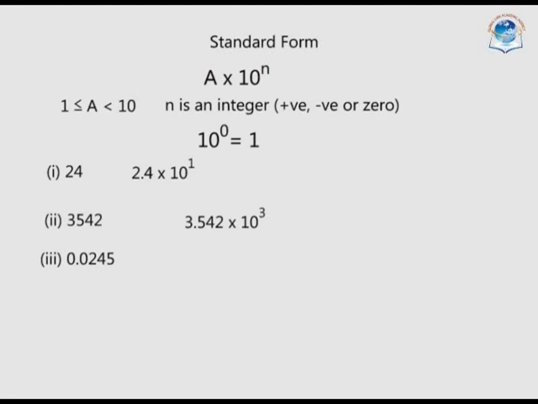What about 0.0245? In standard form, a has to be at least 1, so the decimal will move 2 points to the right. And so we shall have 2.45 times 10 raised to negative 2. This time n reduces because the decimal point moved to the right.